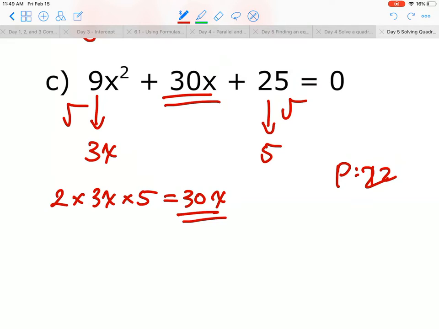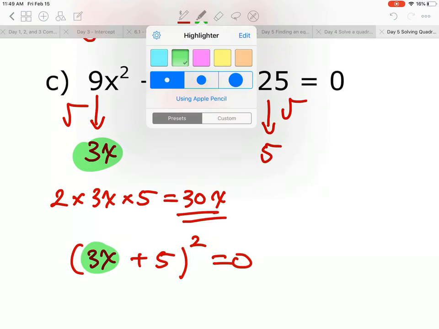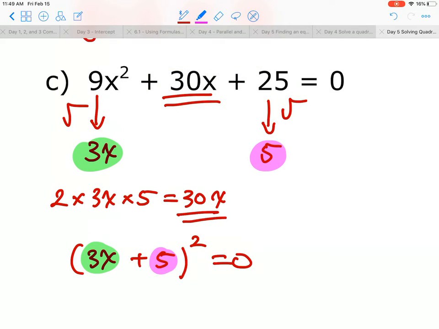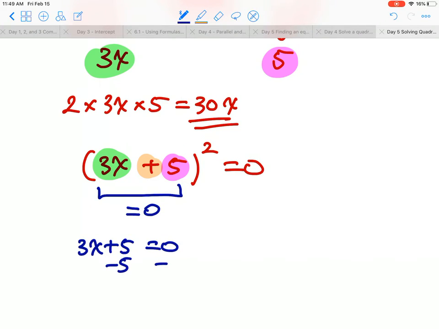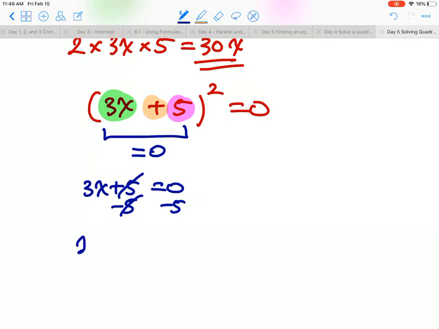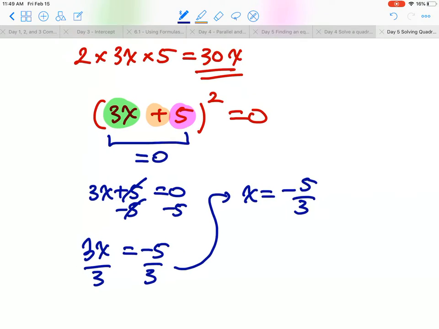So then this becomes 3x plus 5 squared equals 0. The 5 comes from there, and the plus comes from there, okay? Then again, in this familiar form, we just need to make this one 0. So 3x plus 5 equals 0. So then minus 5 on both sides, 3x equals -5. And divide everything by 3. So this becomes x equals -5 over 3. So that is your solution to this one.